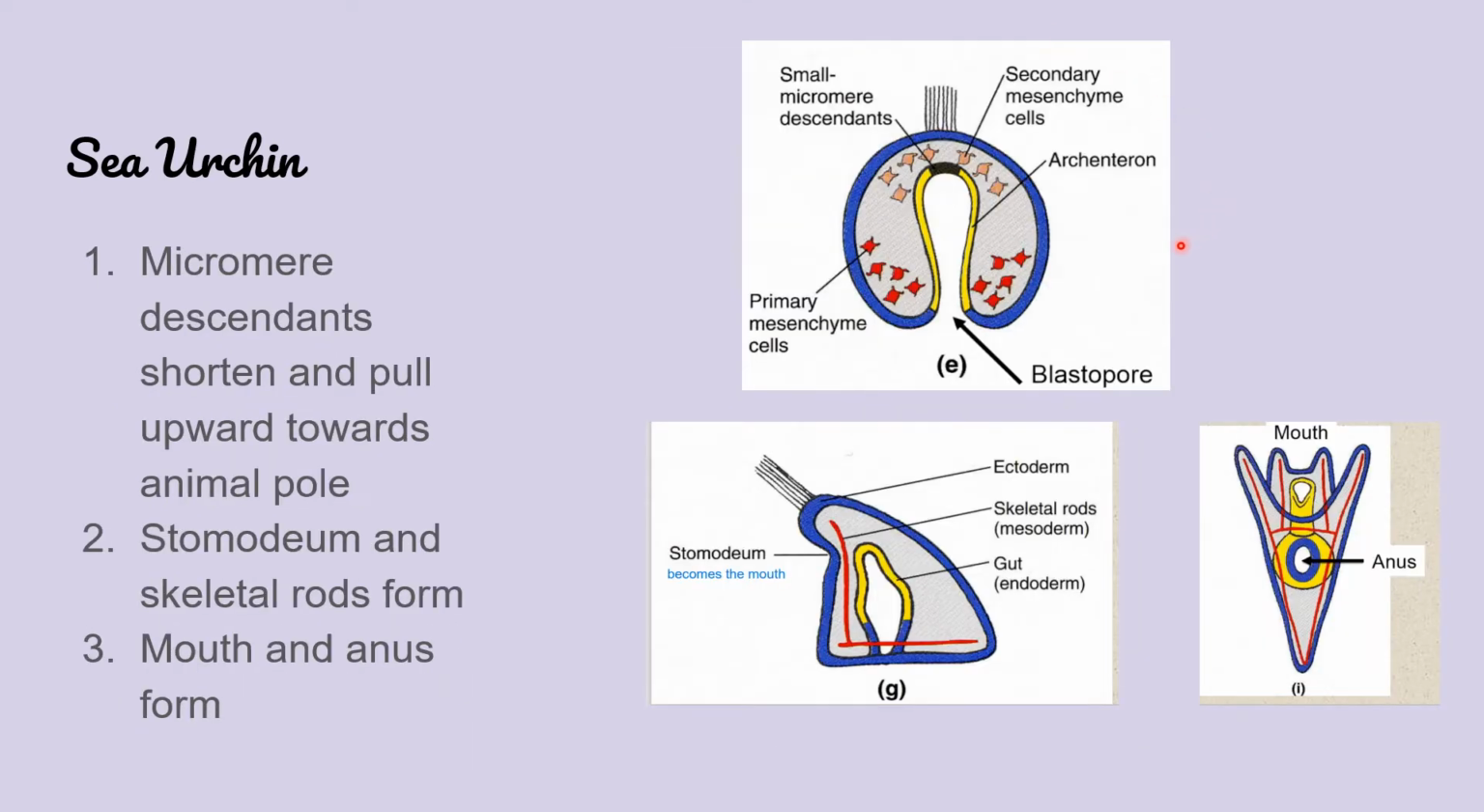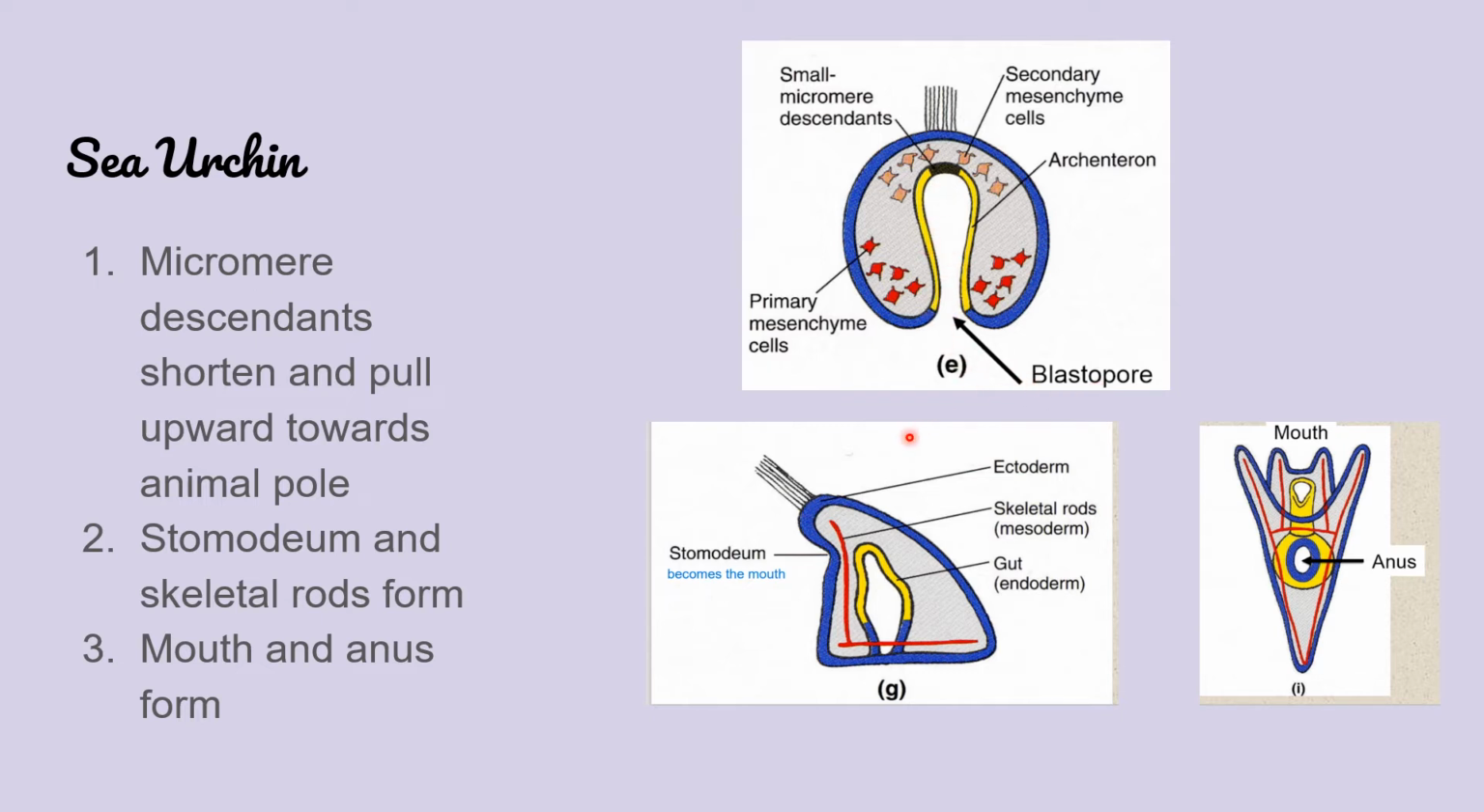Then the next step, after you have both your primary and your secondary mesenchyme cells entering that blastocoel, you are going to have your micromere descendants, and they're going to shorten and pull upwards, and that's going to form your archenteron right here, and then your blastopore is going to be right here formed.